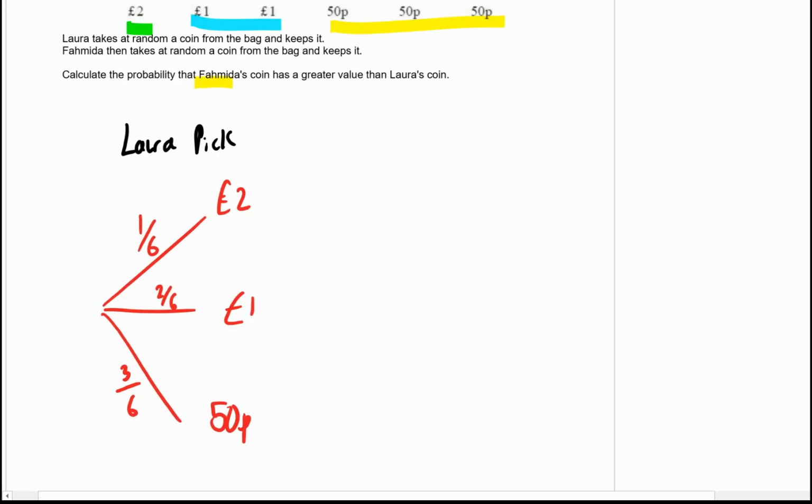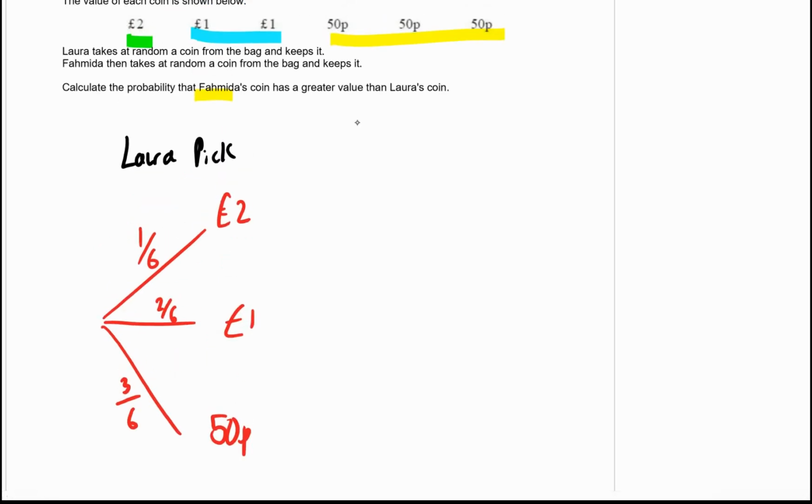Okay, normally when we do the second pick, we would have to do another branch of 3 for each one. However, in this case, we can be a bit clever, and realize we don't need to do that. All we care about is whether my second pick is higher than my first pick.